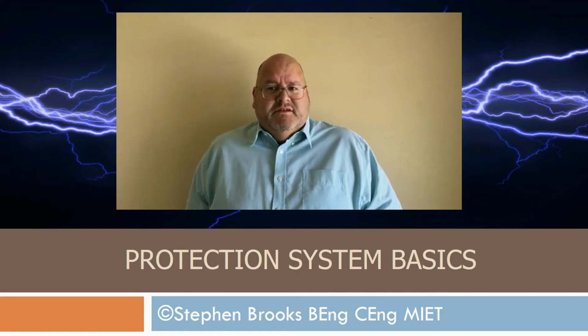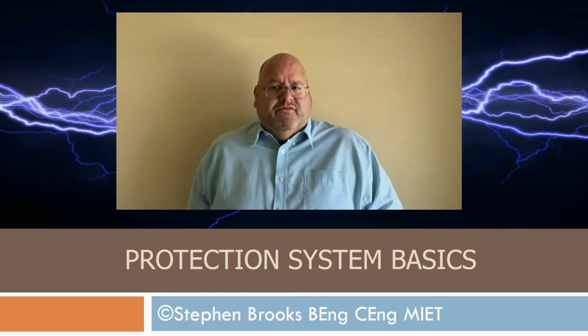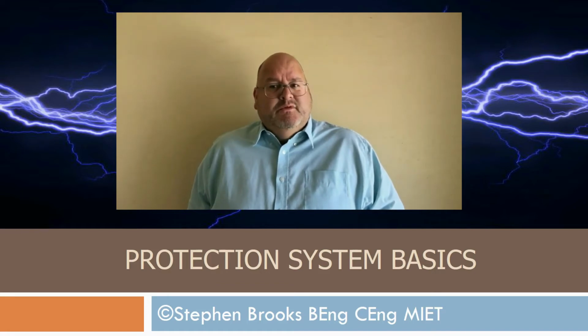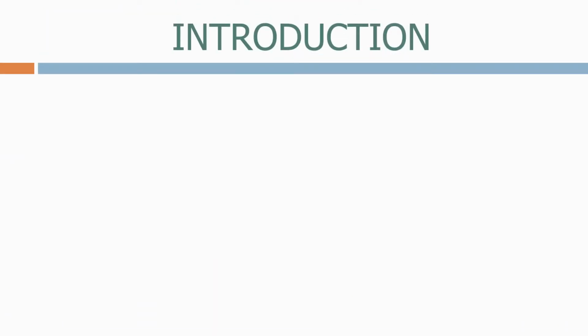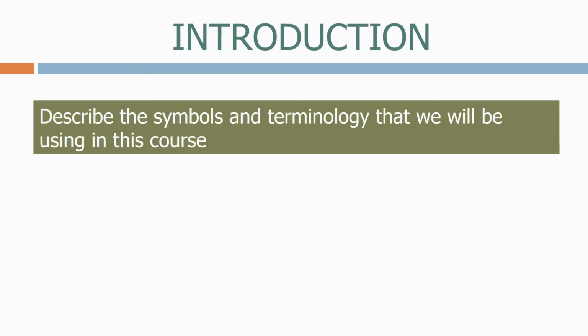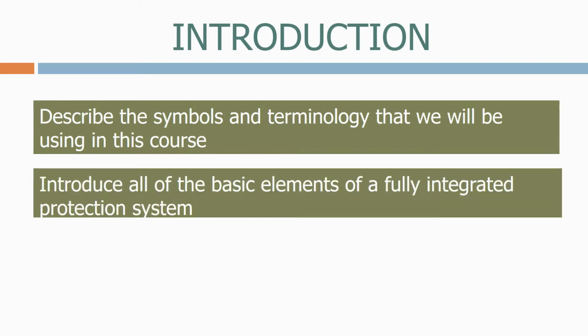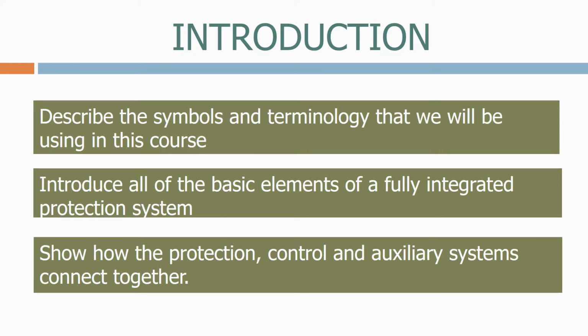This first section shows the symbols that we will use in protection schemes, introduces you to some of the equipment that we will come across, and shows how they all interact with each other to create a fully functioning protection system. I hope you enjoy this section and get something out of it. The aims of the course today are: describe the symbols and terminology that we will be using in this course, introduce all of the basic elements of a fully integrated protection system, show how the protection, control, and auxiliary systems connect together.